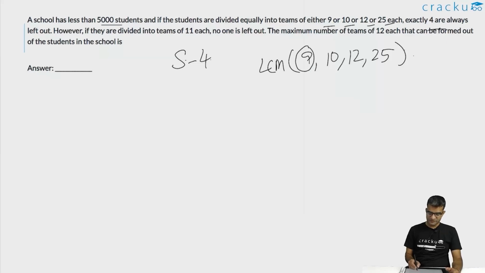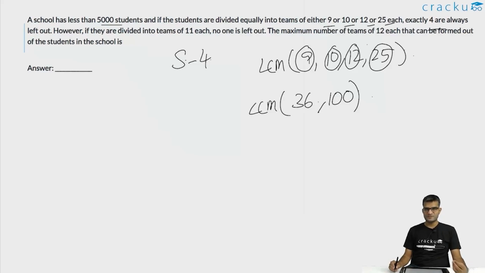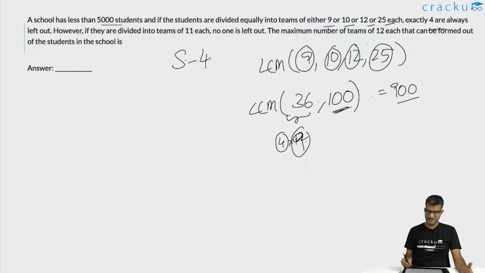The smallest multiple of 9 and 12 is 36. The smallest multiple of 10 and 25 is 100. So we have to find out the smallest multiple of 36 and 100. You can figure out that the smallest multiple of 36 and 100 is equal to 900. You can do that because you can essentially divide 36 into 4 into 9. And you know that 4 is a factor of 100, so it won't matter. So that number, which is a least common multiple, has to be a multiple of 9 and 100, which is 900. So S minus 4 is a multiple of 900 and S is less than 5000.